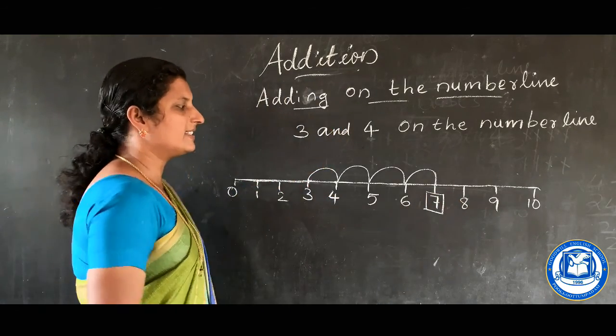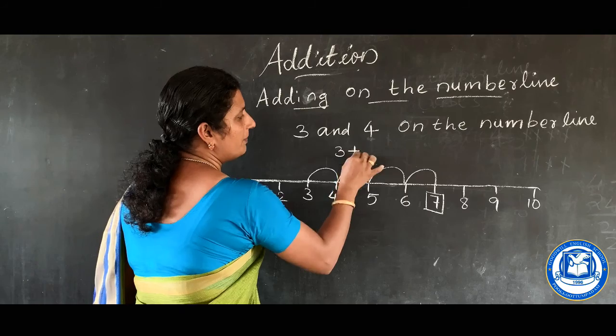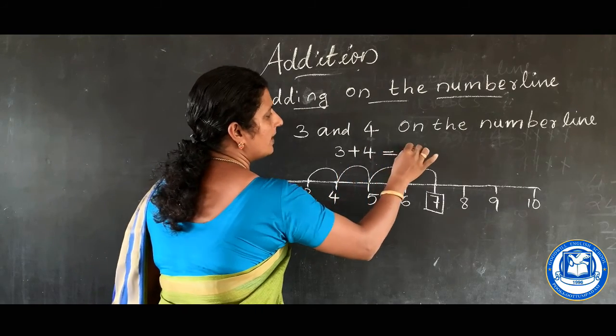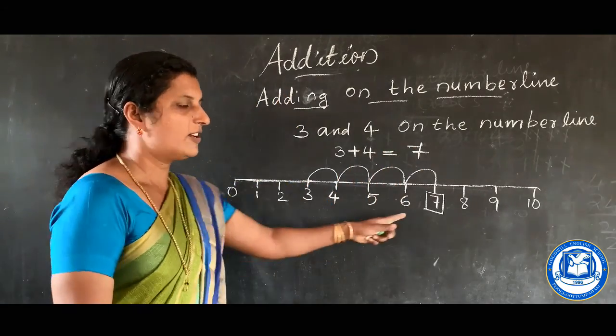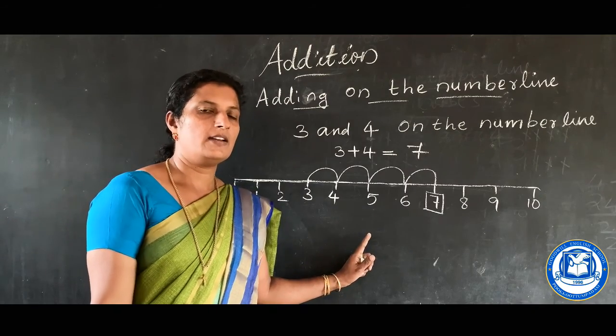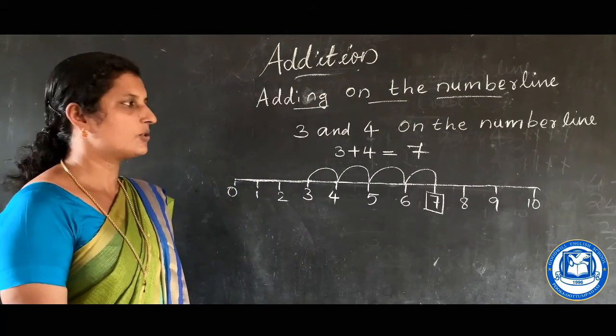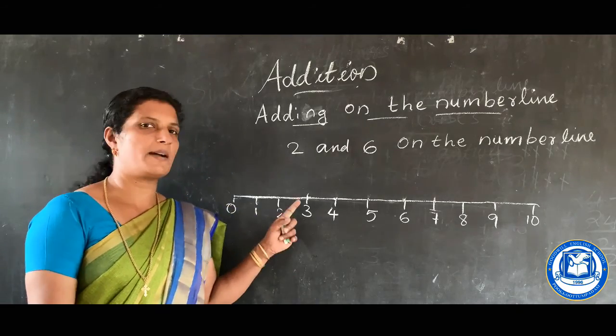Then what is the answer? 3 plus 4 equals 7. We got the answer, 7. Okay, then one more example I will show. Let us start one more example.